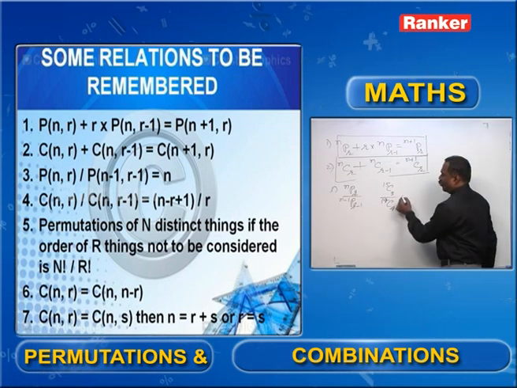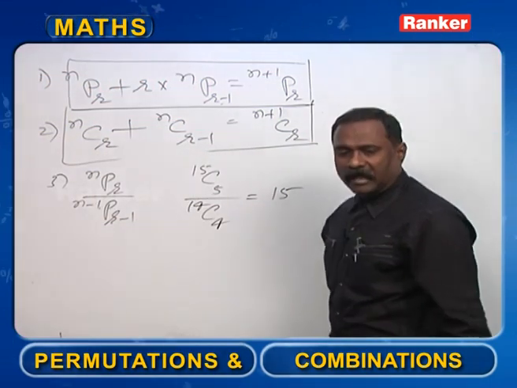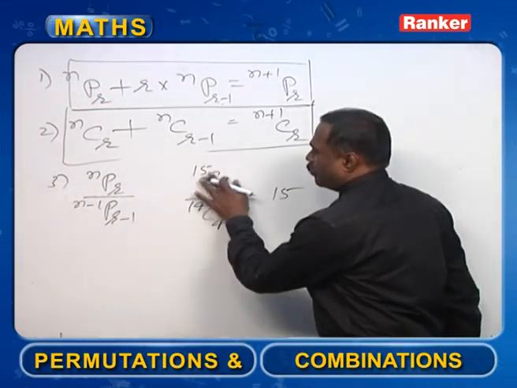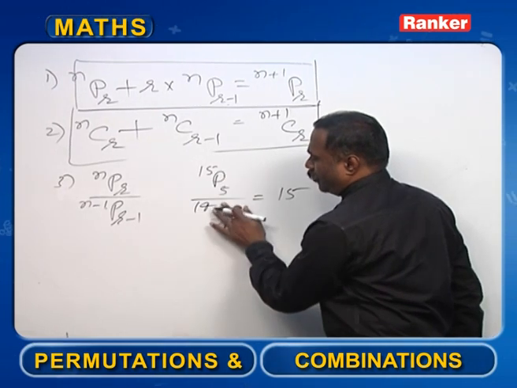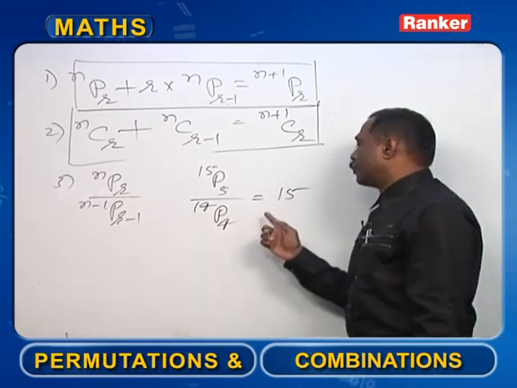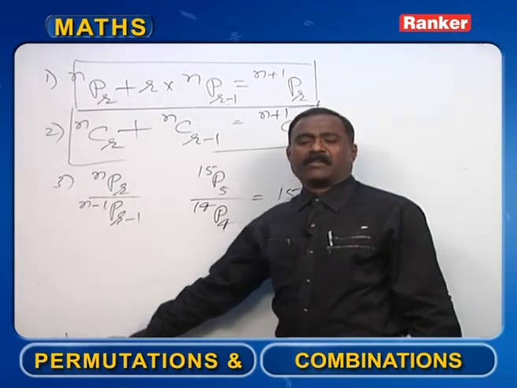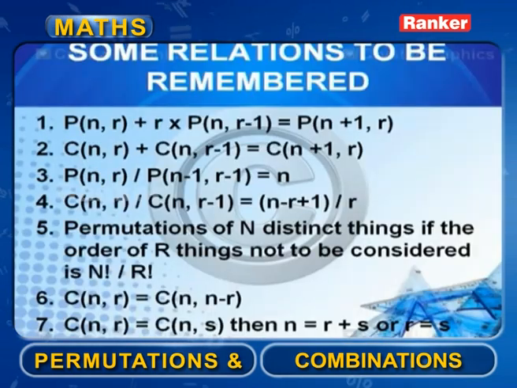Whenever you come across such type of numericals, you can write the answer directly. Like if you have 15P5 upon 14P4, where n is 15, r is 5, and 1 is reduced here, the answer should be 15. 15P5 upon 14P4 is equal to 15. This is a very simple thing. Next one similarly, nCr upon nC(r minus 1). Fourth one, nCr upon nC(r minus 1) is equal to (n minus r plus 1) upon r. Simplify that, you'll understand that.